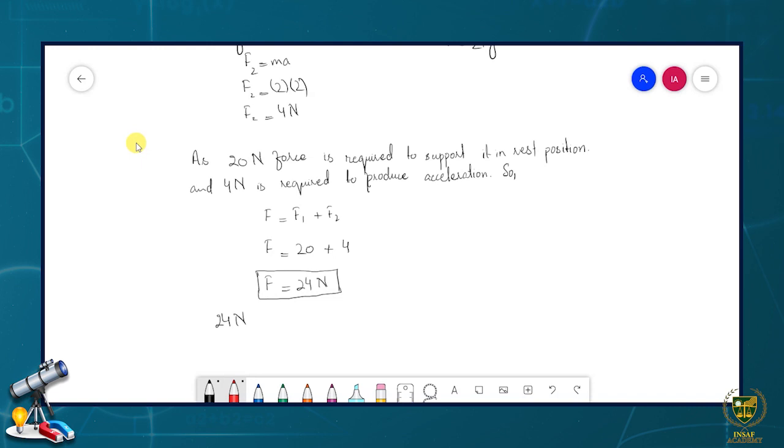So you can write the result as: 24 Newton force is required to produce an acceleration of 2 meter per second square.